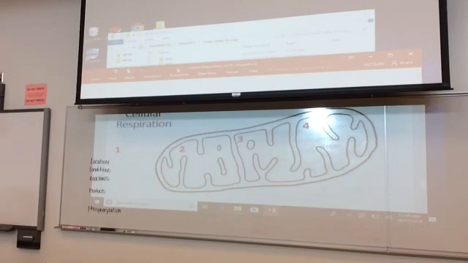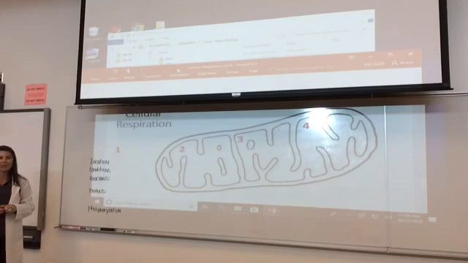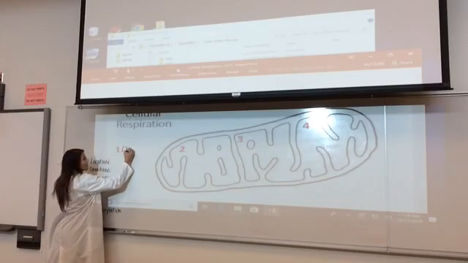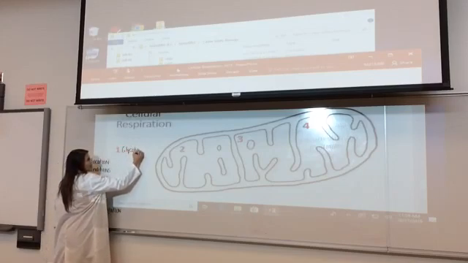I bet you can't guess how many steps there are in cellular respiration. What makes you think there's 4? There's 4 numbers. Yeah, there's 4 steps. Step 1 is glycolysis, and I'm not moving ahead yet. I'm just setting the framework.